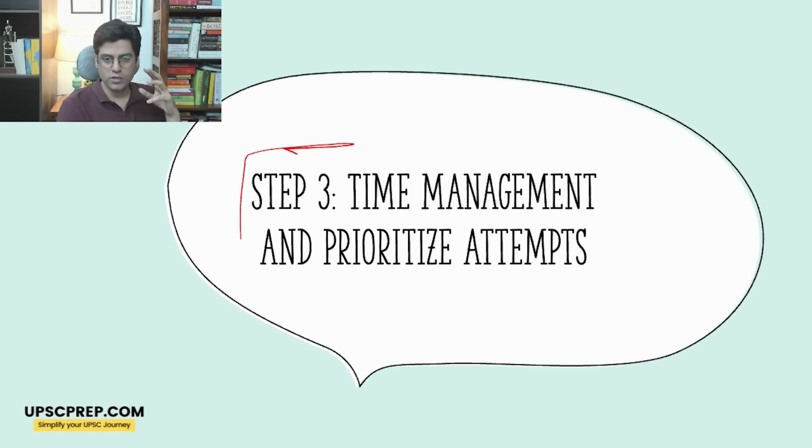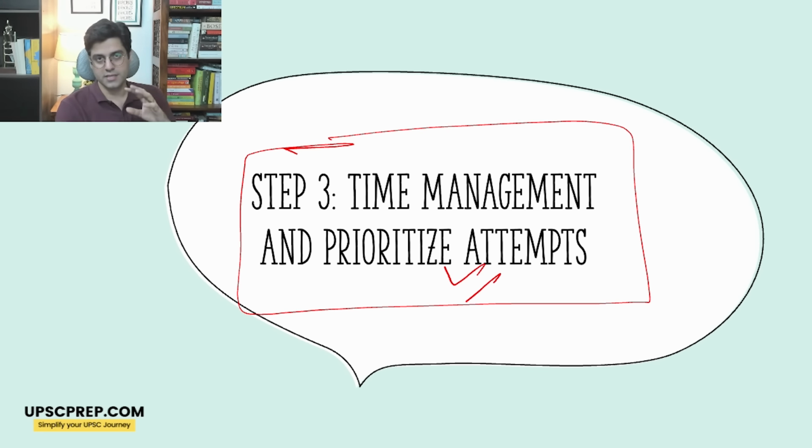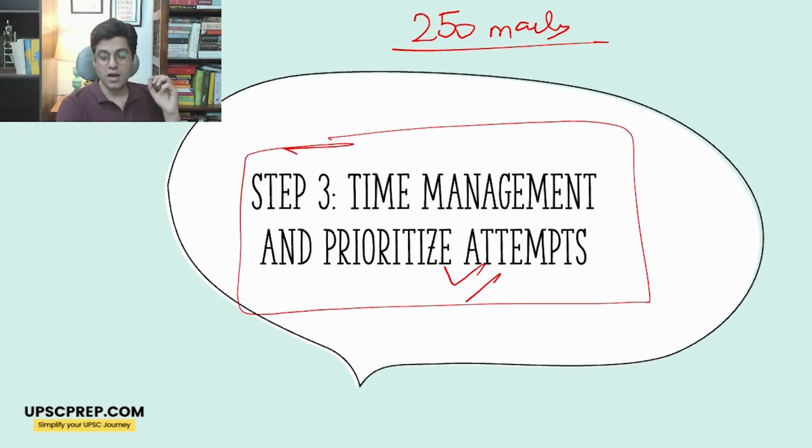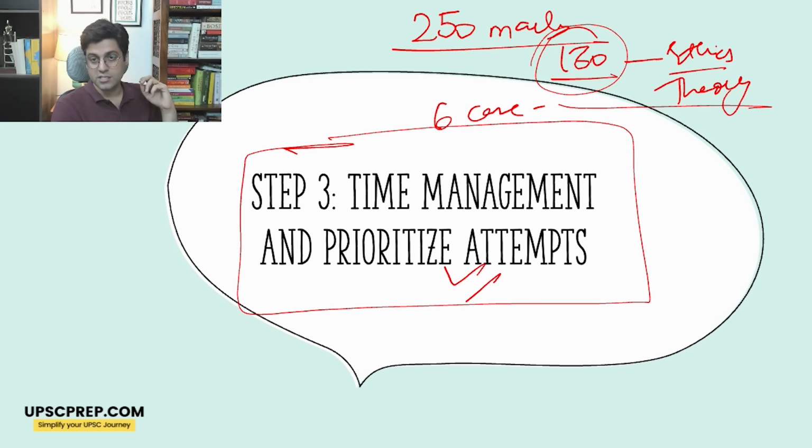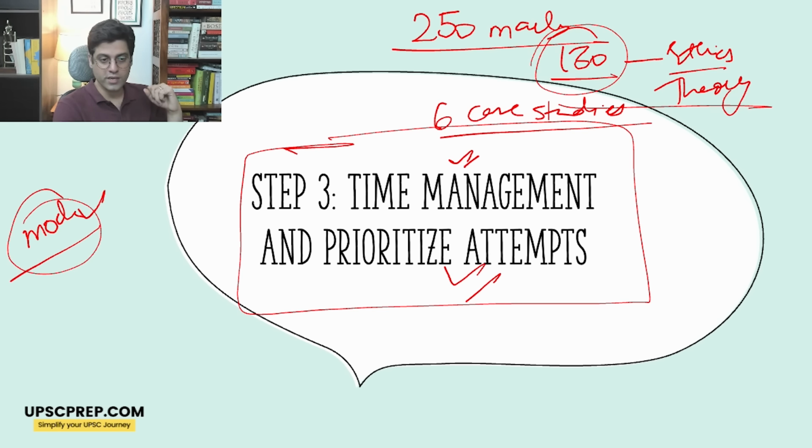Then step 3 is very important, time management and prioritizing attempt. Remember, it is a 250 marks paper, and 130 marks is ethics theory in multiple questions. So they are not like 5 questions, 6 questions, they are multiple questions. Then 6 case studies which are firstly very lengthy. If you ask anyone who has written the ethics paper, they will tell you that time management is a very essential part. So whenever you do mock tests or practice, make sure you're doing it within the time limit.